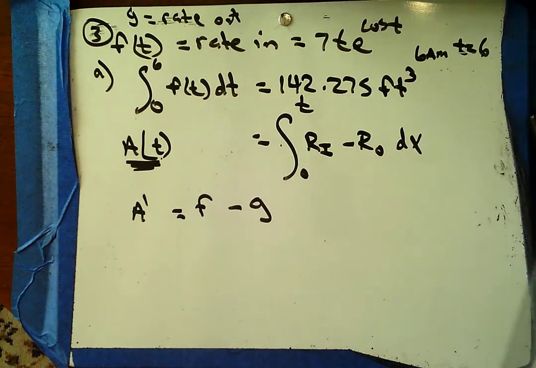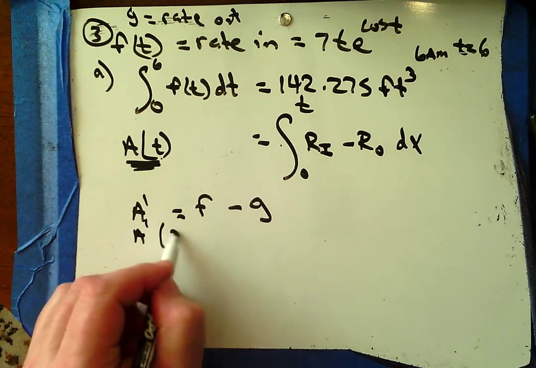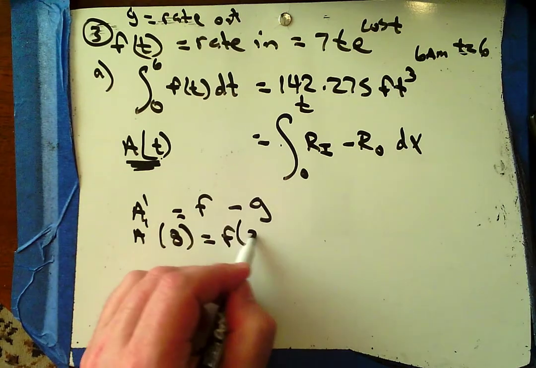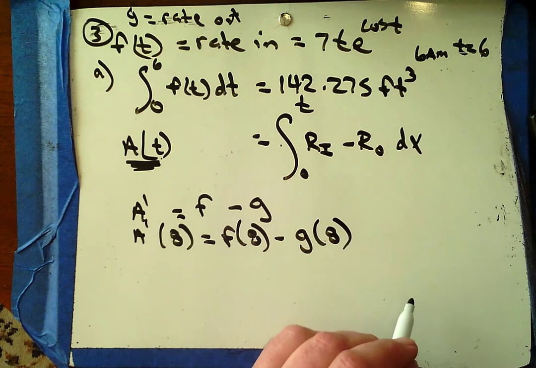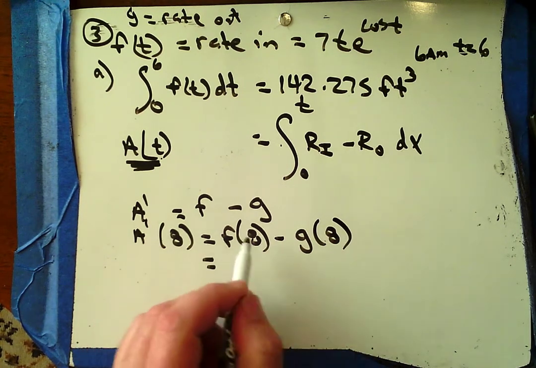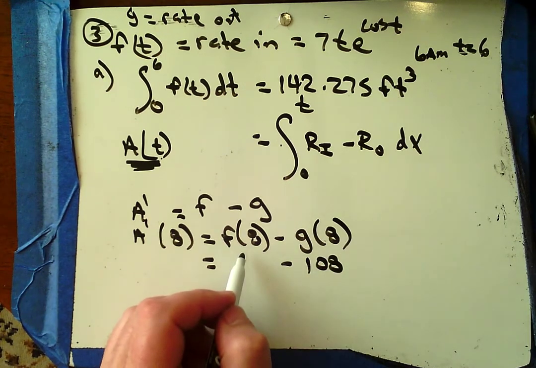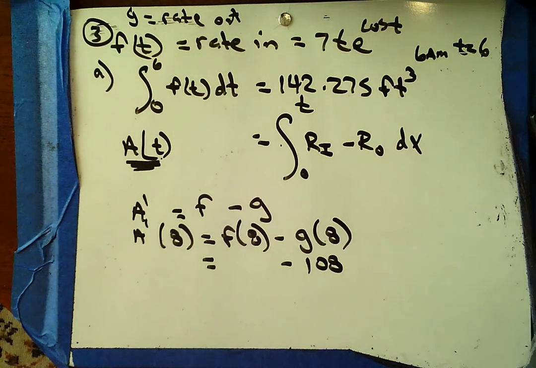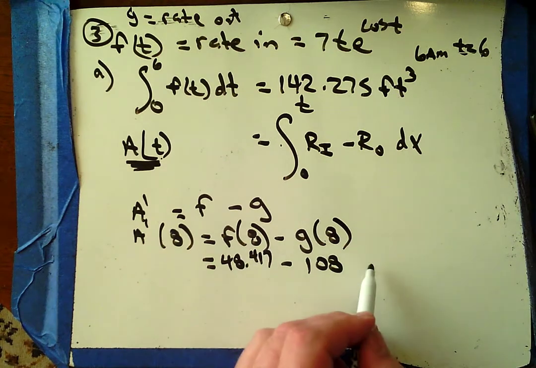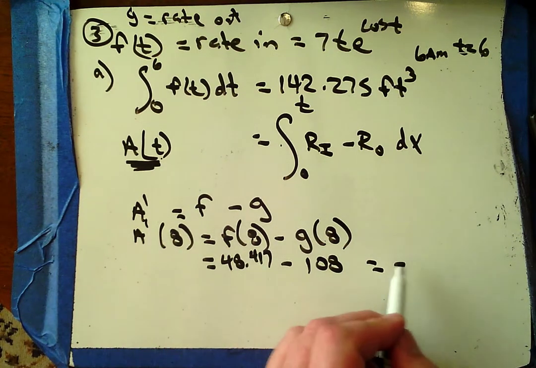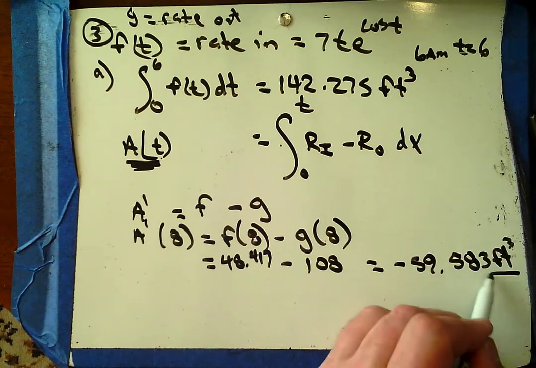Okay, so now what we're wondering is at 8 a.m. So we want A prime at 8. That's f of 8 minus g of 8. G of 8, I use the table or the piecewise function and see g of 8 must be 108. F of 8, I'm going to have to plug an 8 into that function. And when I do, I get 48.417. And so A prime of 8, I got negative 59.583 cubic feet per hour.